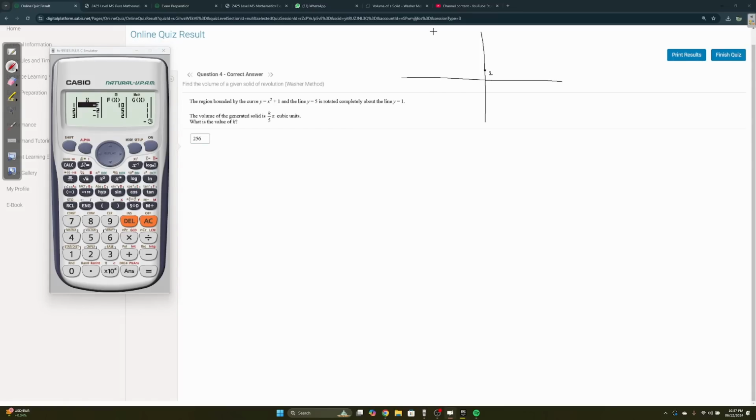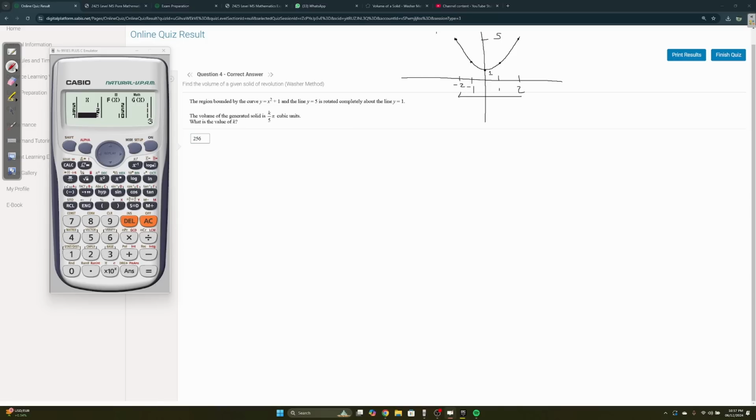At -3 it's at 10. We don't really care about this. At -2 it's at 5. Then at -1 it should be at 2. And it should be the same thing over here. I'll scroll down a bit and show you in a sec. So it kind of looks like this. It's a parabola, obviously, because it's a quadratic.